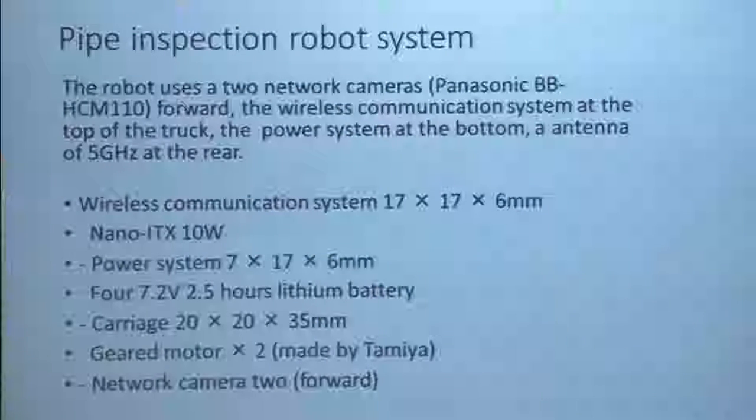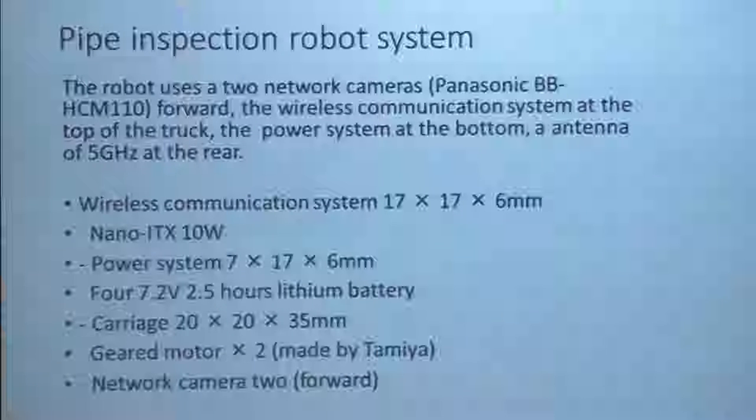And this is a robot for testing the communication properties. This has two web cameras, a wireless communication system, and a computer. And this is a battery, and this is the control of the wheels, the moving control system, and this is an antenna. And the spec is here, okay?